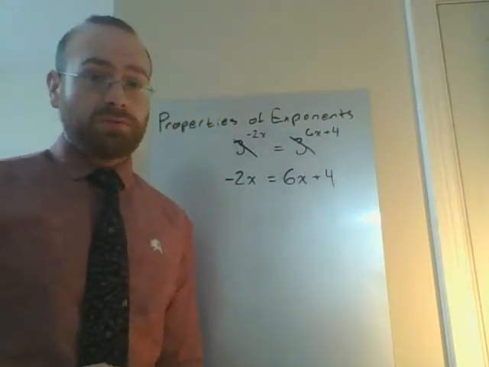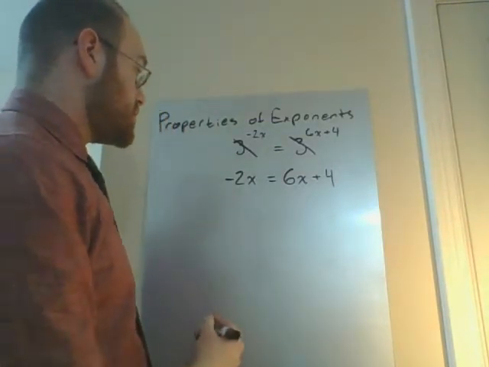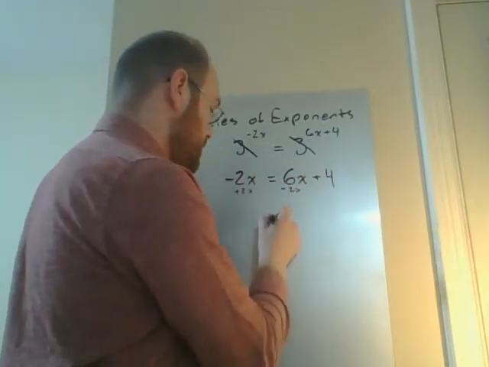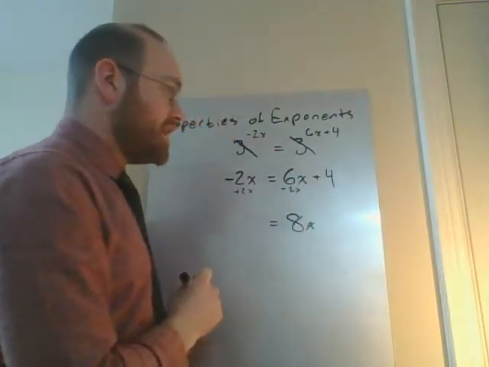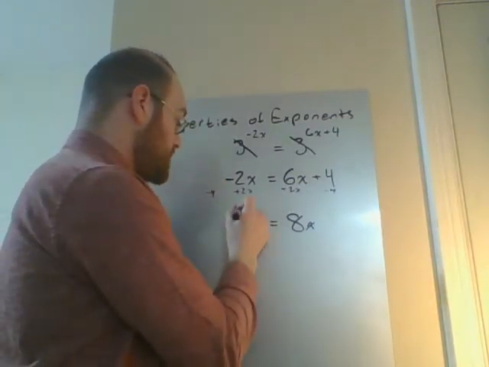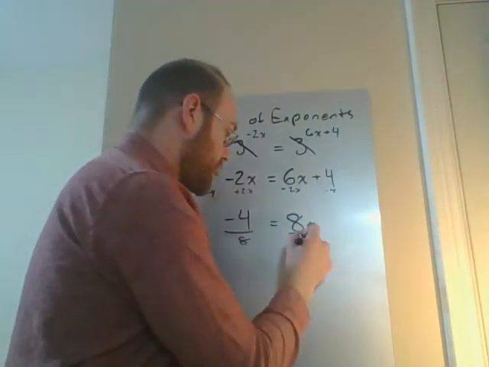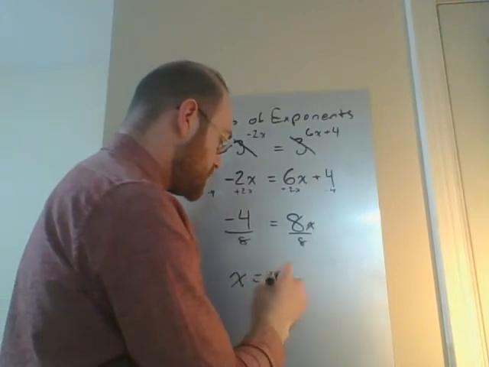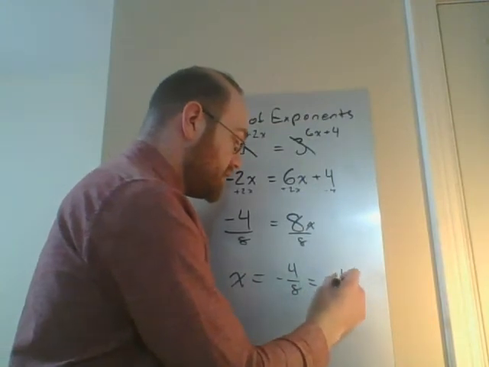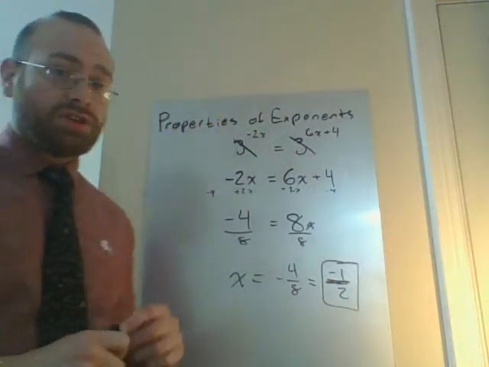Now we've seen this type of equation before. It's linear. And so we can solve this equation like we would solve any linear equation. So let's add 2x to both sides. So that gives us 8x over here. And then let's subtract 4 on both sides. So we get negative 4 equals 8x. Now if we divide everything by 8, we have x is equal to negative 4 over 8. And if we reduce this fraction, we get negative 1/2. There we go. And that is our answer.